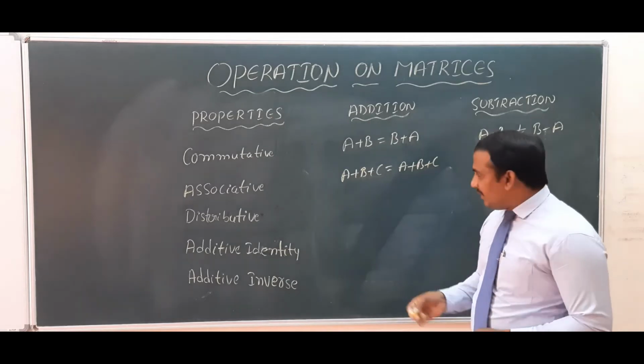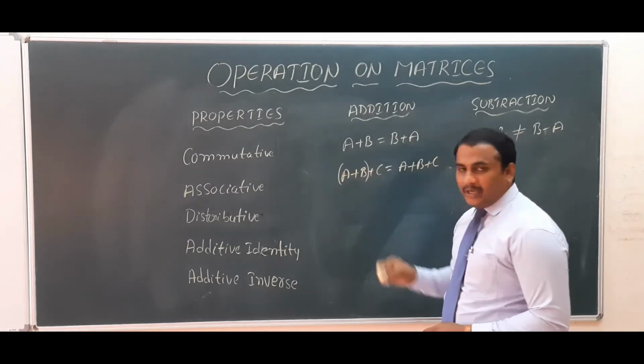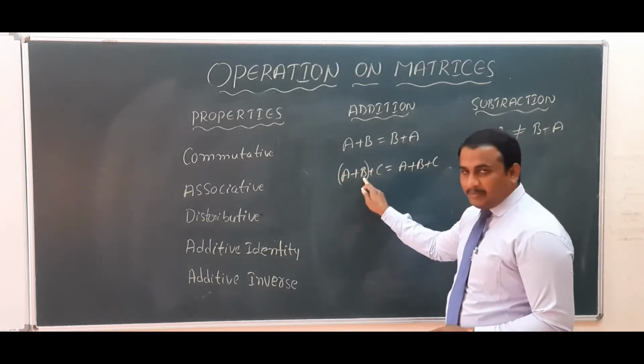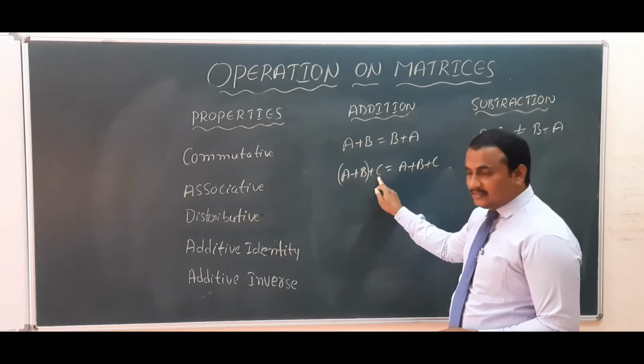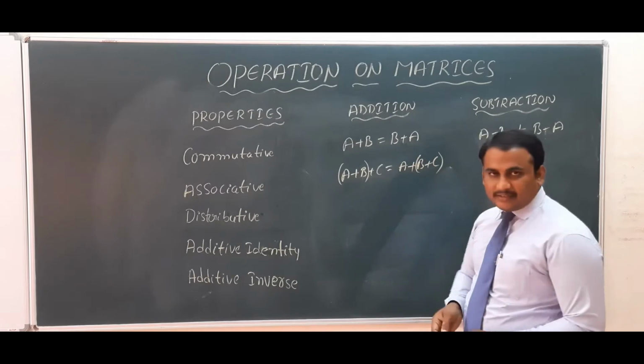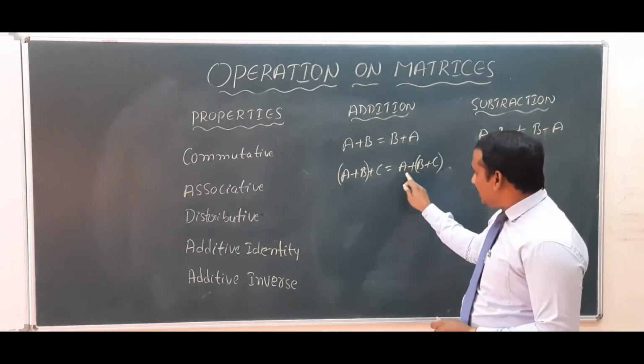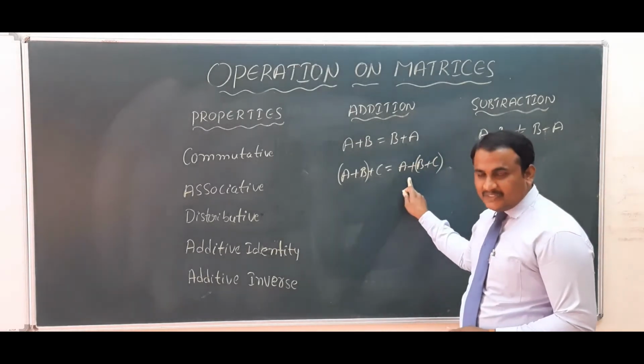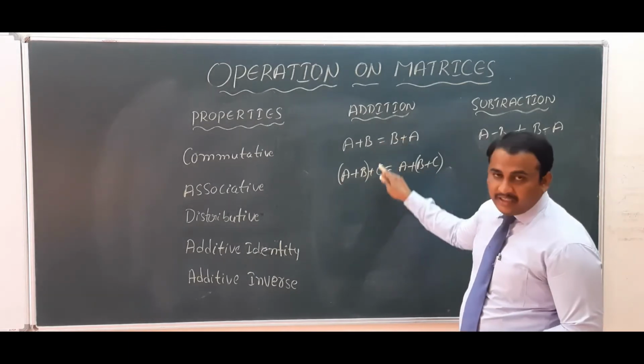In the associative property of matrices, first you have to add any two matrices. Suppose I am adding A plus B, and after that you add the C matrix. Equal to here, I am adding A plus the sum of B and C matrices, adding B and C first and then A. Both answers will be the same. That's why the associative property exists in addition.